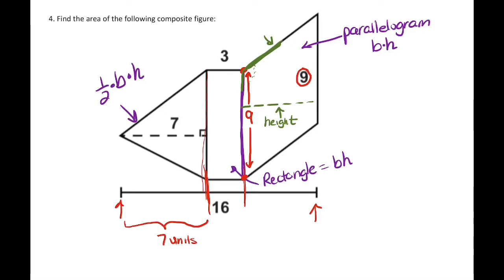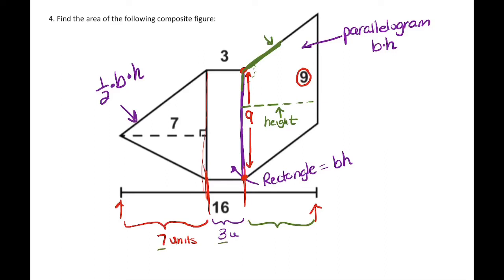From here to here, what is that? That's 3 units. Just put 3U. And then from here to here, that's the part that isn't totally obvious. All right, so let's look at what we have so far. We have 7 and we have 3. Well, what does that make? That makes 10.